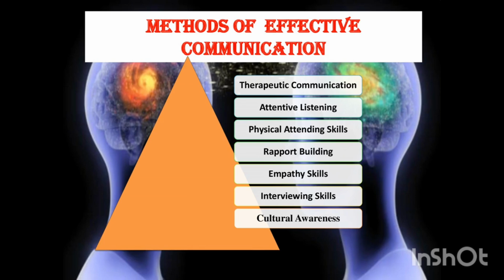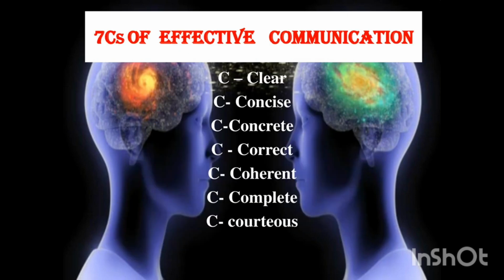Next, we will move on to the 7 C's of effective communication. What are the 7 C's? They are the principles of communication. First is clear: we need to give clear information to the receiver, what the sender is trying to convey. What is concise? Point out the message. All unnecessary items we need to remove. So, eliminate unnecessary stories.